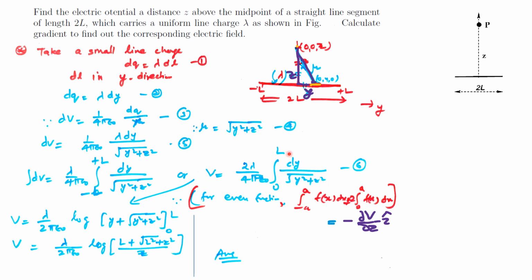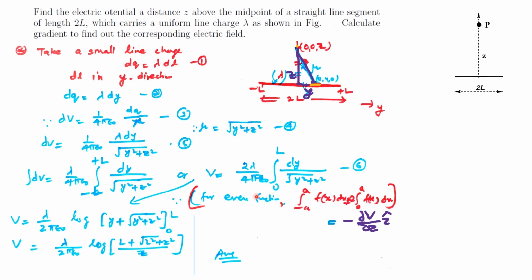This is a standard integral, and the result is lambda by 2 pi epsilon naught, which is constant, times the natural log of y plus the square root of y square plus z square, with limits 0 to L. If we put in the limits, we get lambda by 2 pi epsilon naught log of (L plus the square root of L square plus z square) by z.